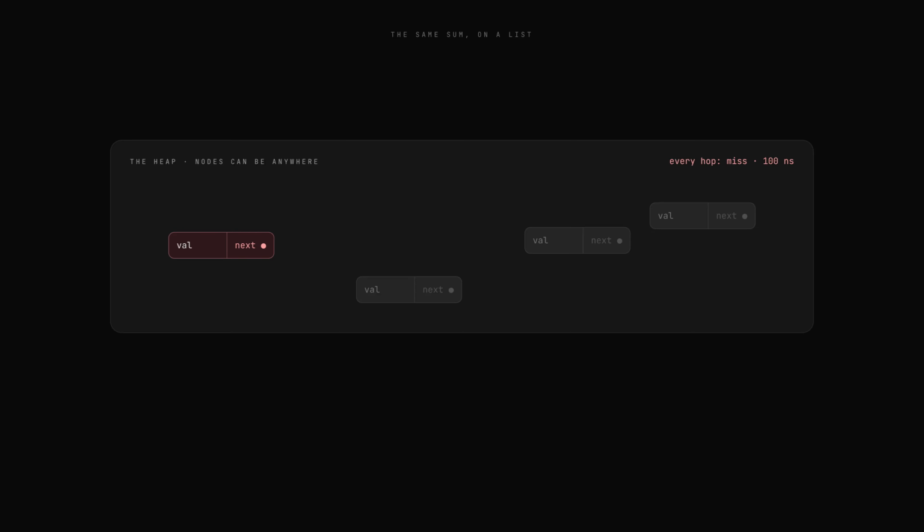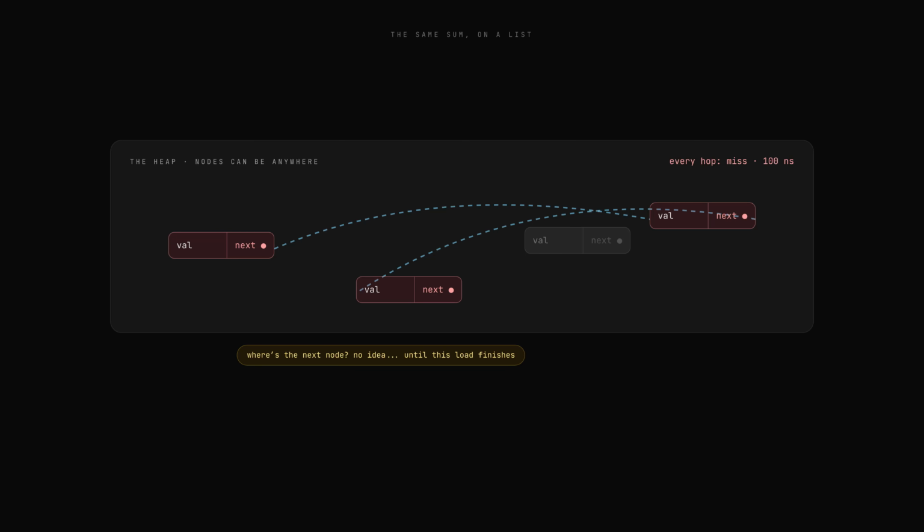Load the first node. Miss, 100 nanoseconds. Where's the next node? No idea, until that load finishes. The address of step 2 is data, sitting at the end of step 1. The CPU can't start the next fetch early. The prefetcher sees no pattern, because there is none.